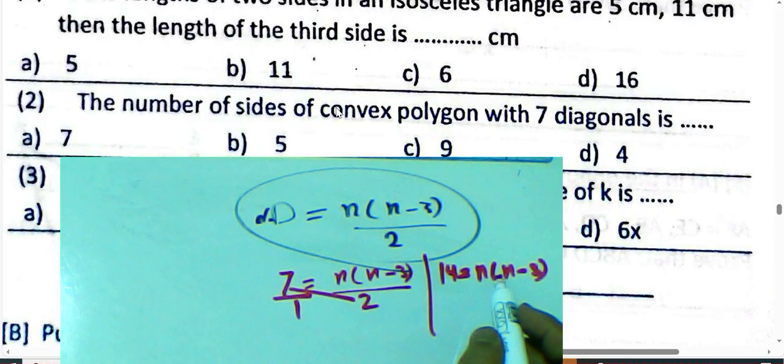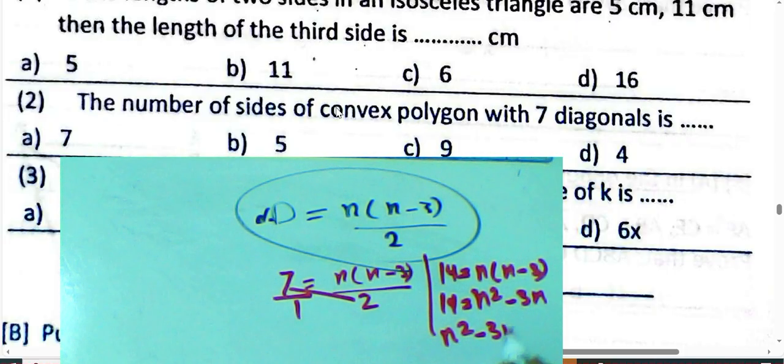7 times 2. Right here, 14 equals n times n, n squared minus 3n. And then factorize n squared minus 3n minus 14 equals 0.